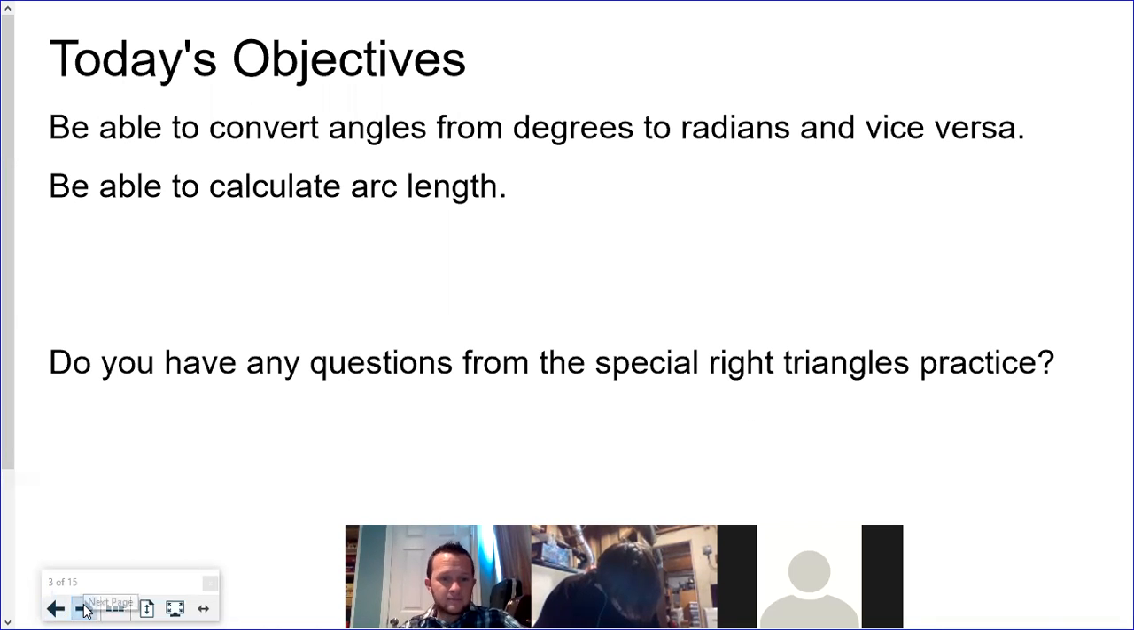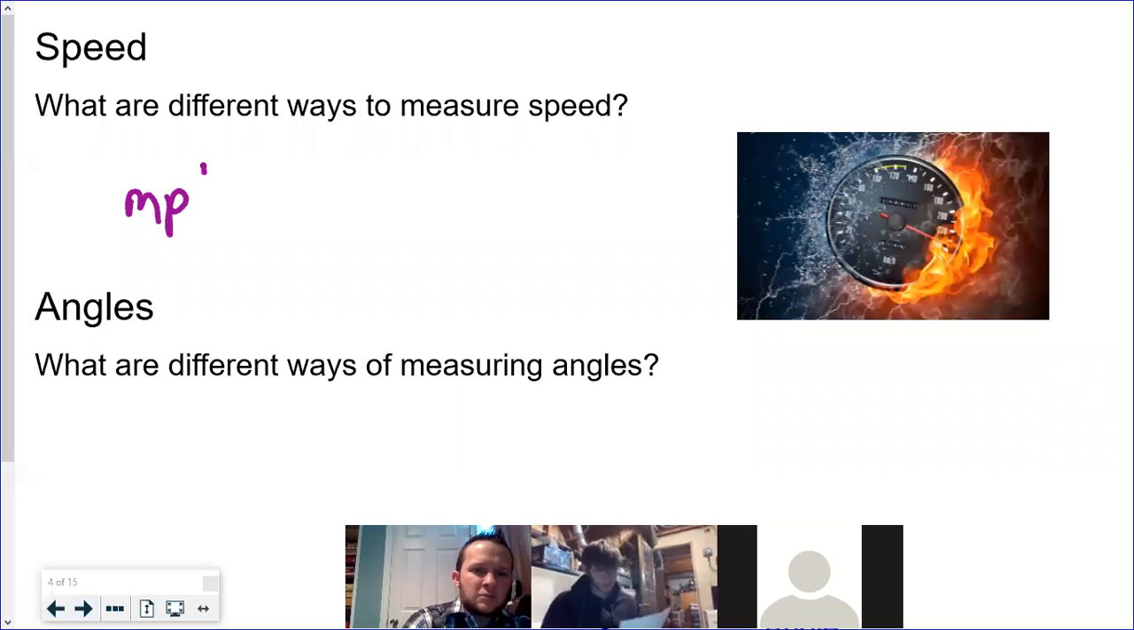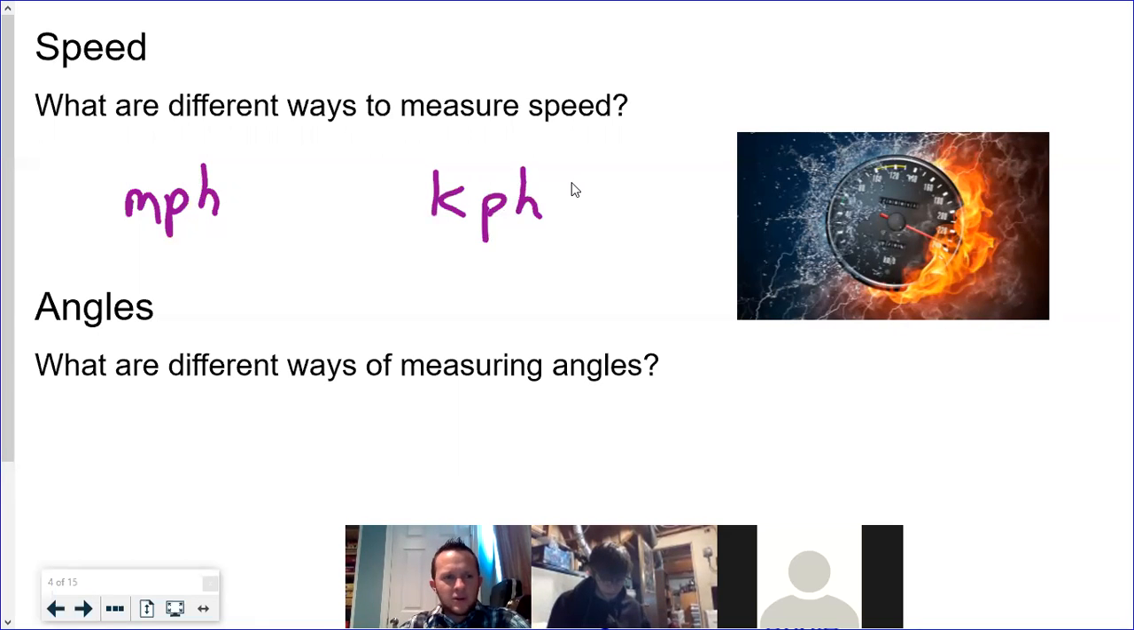It's not too bad. Okay, so speed, we talked about different ways we could measure it. We're most accustomed with miles per hour, but in other countries, they do kilometers per hour. Does anyone know, is there another way we can measure speed besides miles per hour, kilometers per hour?